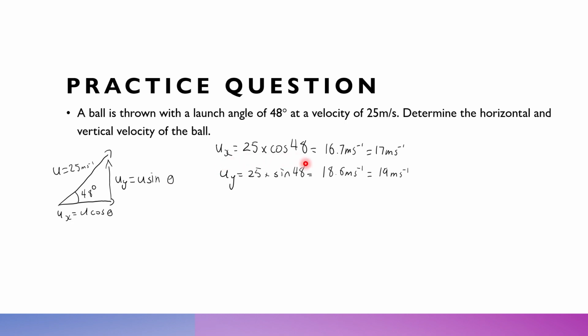Substituting in, we've found that ux is equal to 25 times cos 48, which is equal to 16.7 meters per second. Given the data that we were provided with in the question, an answer to two significant figures is appropriate. Similarly, for uy, we substitute in our 25 and our 48, so 25 times sine 48 being equal to approximately 18.6 meters per second, which round to 19 meters per second to two significant figures.